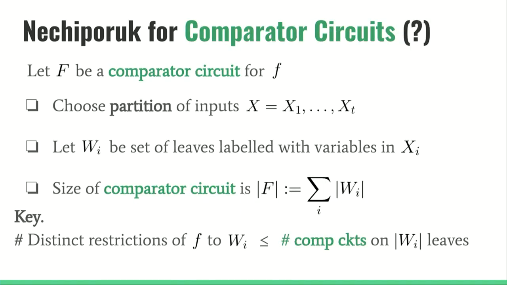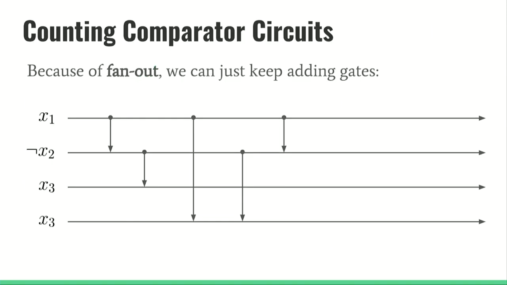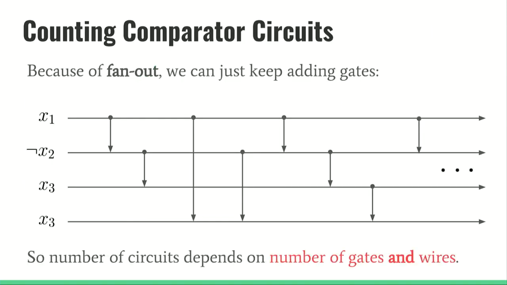So if we wanted to do this for comparator circuits, here's the whole plan, just plugged in with comparator circuits instead. Now, the problem is that we have to bound the number of comparator circuits with W of I wires. And this is a problem because the gates can fan out, right? In principle, I can just keep adding gates forever. So if you fix the number of wires, a priori, there's no bound on the number of gates. The number of comparator circuits with W wires should depend both on the number of gates and the number of wires.